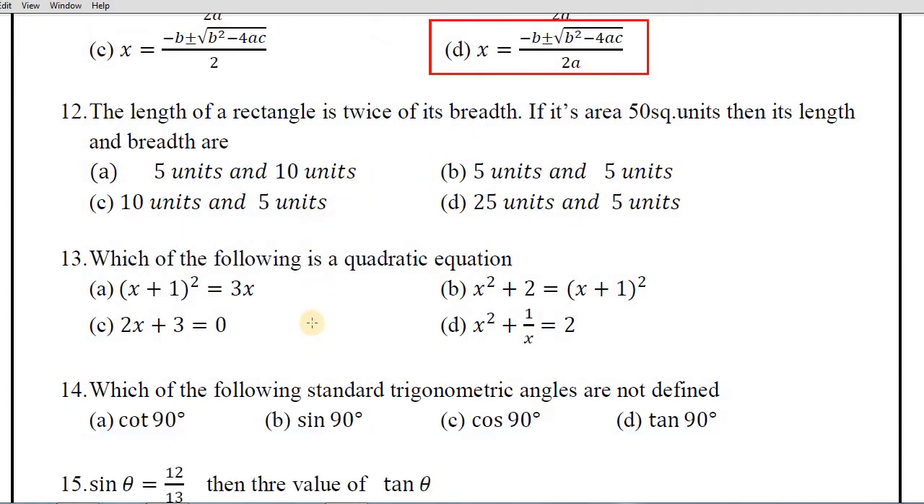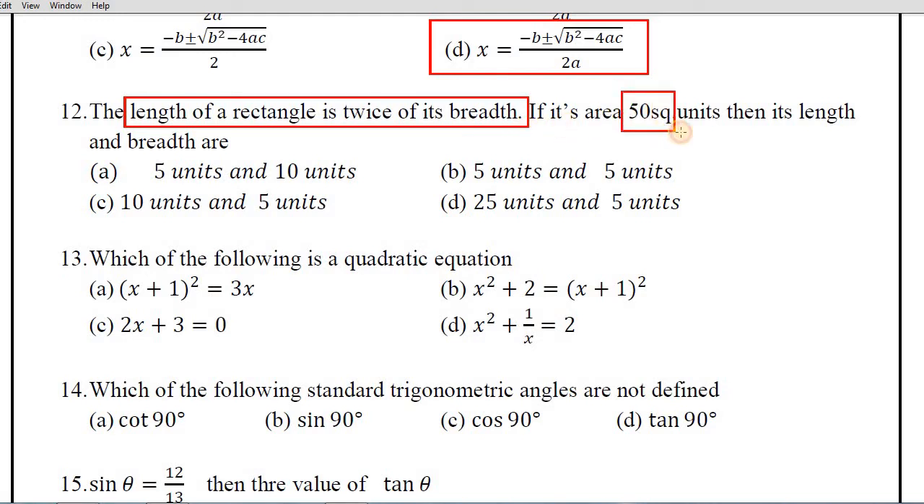Next, let us move on to question number 12. The length of a rectangle, this is very important. Understand properly. The length of the rectangle is twice its breadth. So length is 2 times the breadth. Breadth we don't know, so take it as x. Then length will be 2x. If its area is 50 square units, which area? The area is 50, of a rectangle, not a square, children, rectangle.